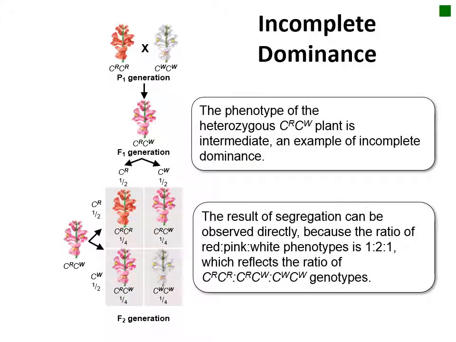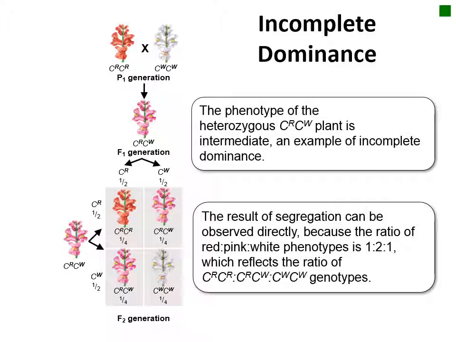Oftentimes, when an organism is heterozygous, the phenotype they show is not complete dominance based on only one allele, but instead is either incomplete or codominance based on the interaction of the two different alleles. In incomplete dominance, the phenotype of the heterozygous genotype is intermediate between those of the homozygous genotypes.